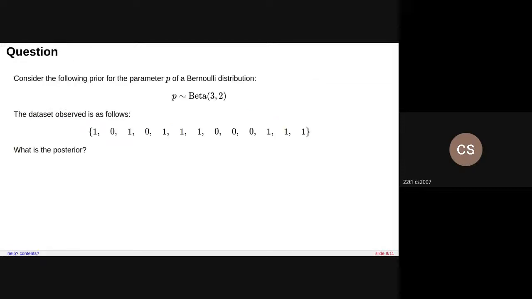And now this is again from the activity question. So you have this hunch about P, and you see this data. So what will be the posterior?